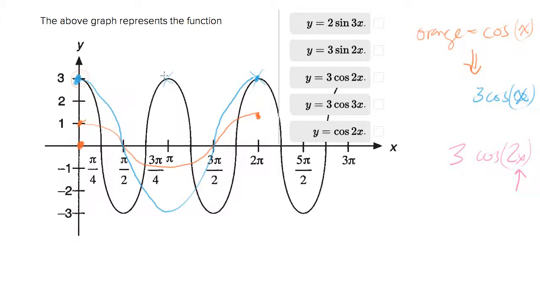So it makes sense that you'd have a peak there, right? By multiplying that x by 2, we've essentially made this thing go twice as fast. So now, if you do that, you can see that we're, boom, right on top of the black line, which means we've hit it. So the answer is 3 cos 2x, which is the third answer choice.